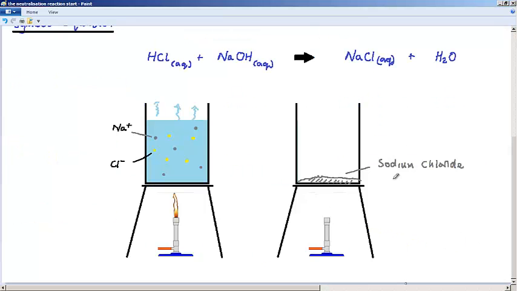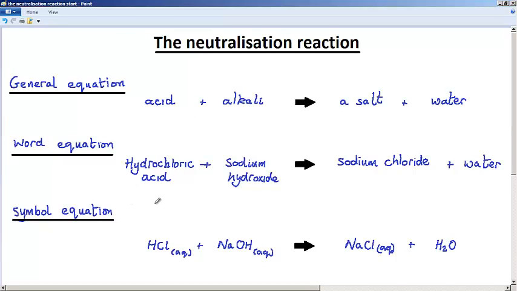Okay, and this is actually a standard technique for the preparation of many different types of salt. You can choose a particular acid and a particular alkali to provide you with a particular type of salt, but that's for a later lesson.